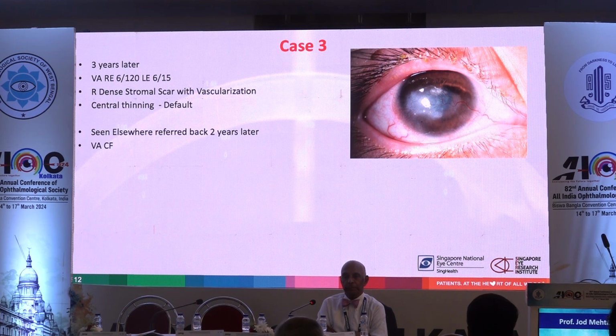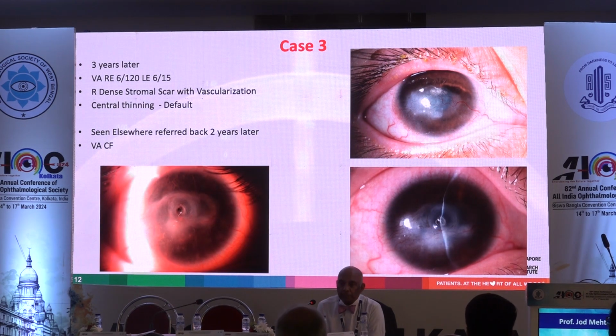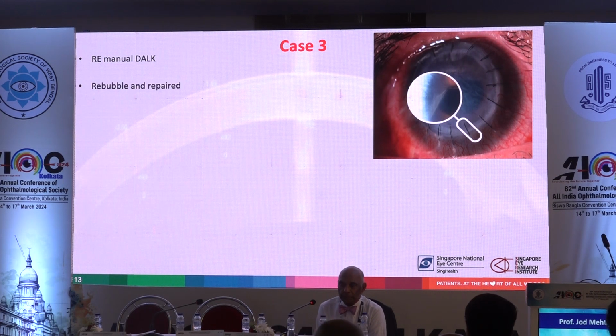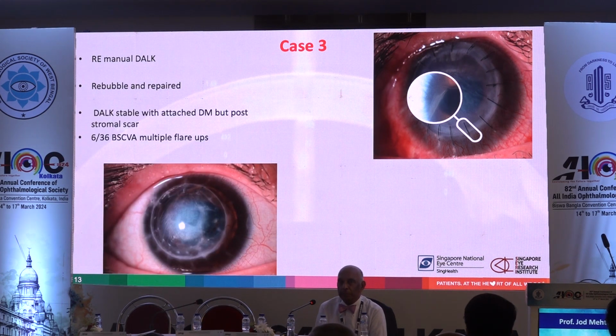She then disappeared again. She was seen in a private clinic for about 2 years. Her vision had dropped to count fingers, and she came to my clinic like this with a hole in her eye where she perforated over the area of thinning. So I did a manual DALK for her, and you'll see there was a little bit of a Descemet's rupture during the surgery. So I rebubbled and repaired the DALK. As it settled down, we took out the stitches.